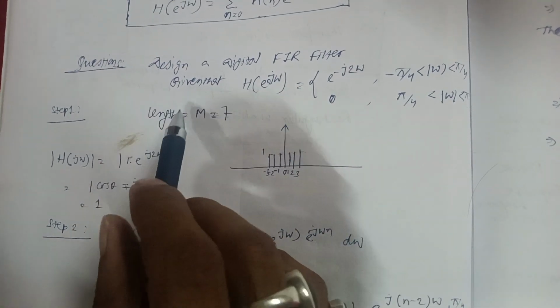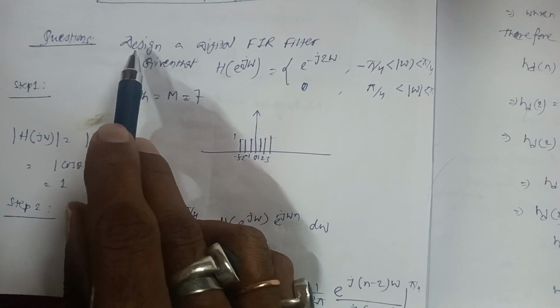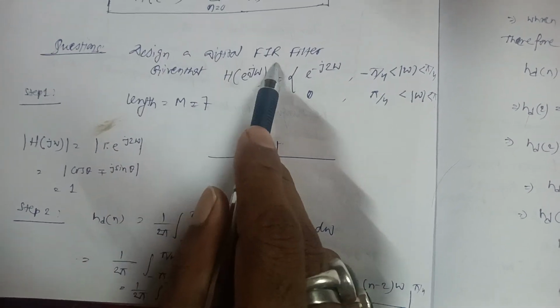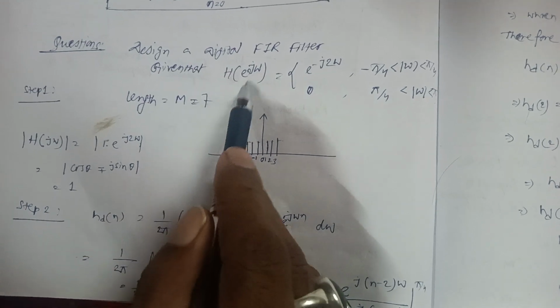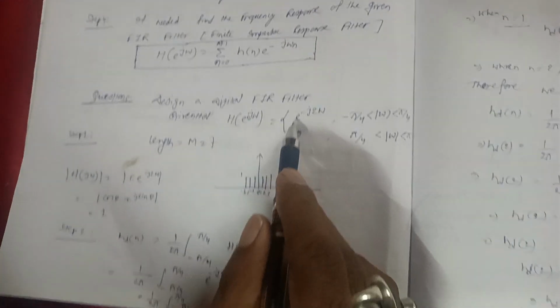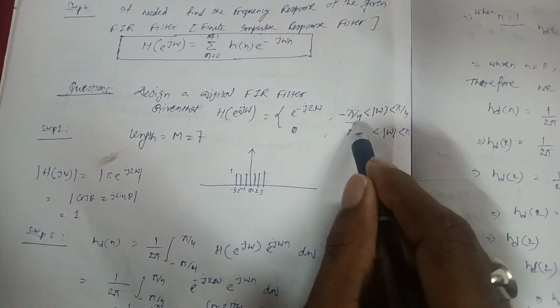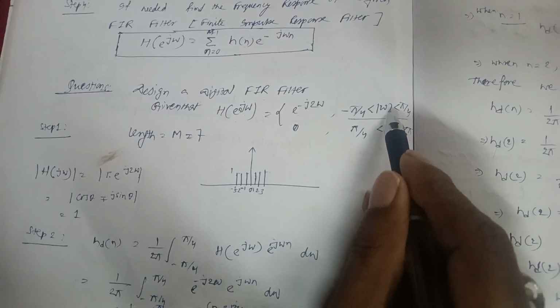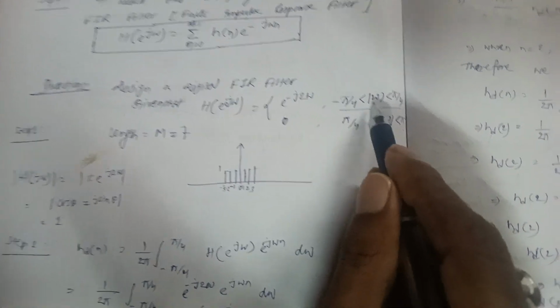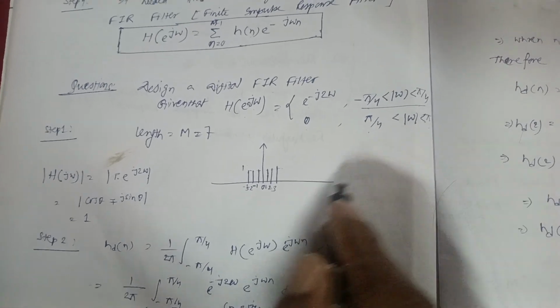Now if I do questions, it will be far clearer and you will get better visualization of these things. It will be much better for your understanding. So we have taken a question, that is, design a digital FIR filter, given that H of e to the power j omega equals e to the minus j 2 omega, where omega lies from minus pi by 4 to pi by 4, and H of e to the power j omega equals 0 for the other range, pi by 4 to pi.